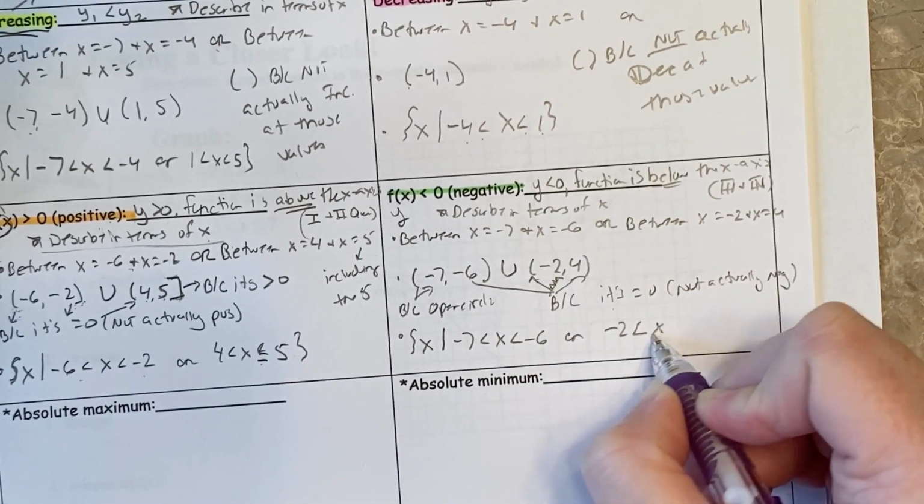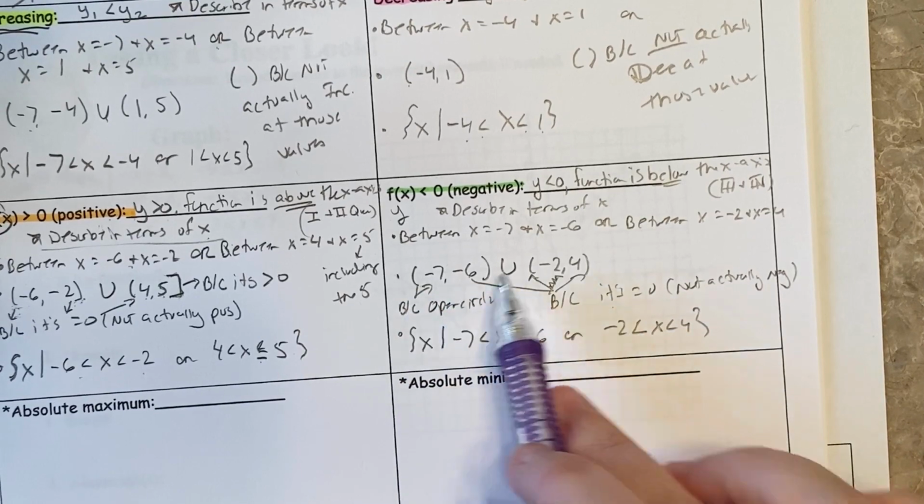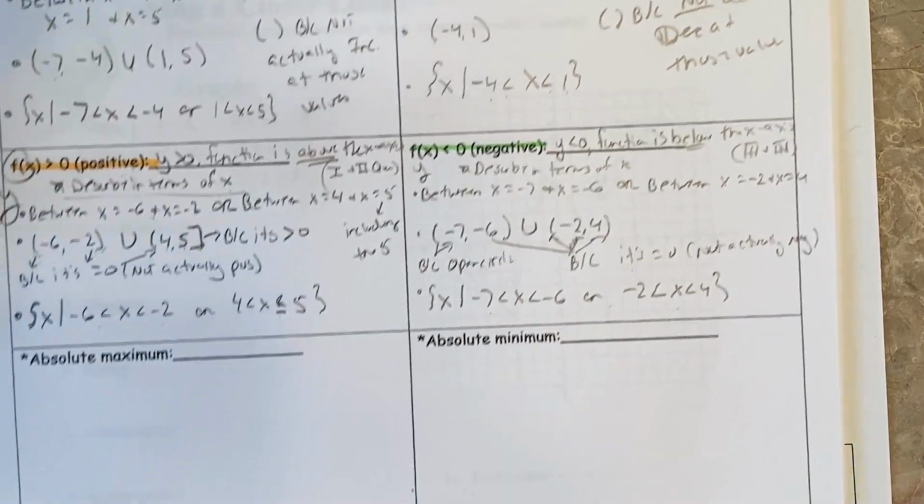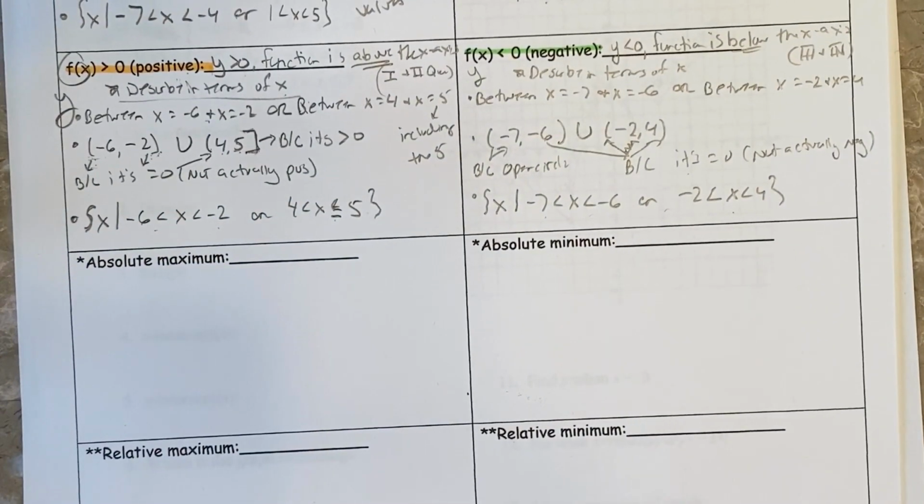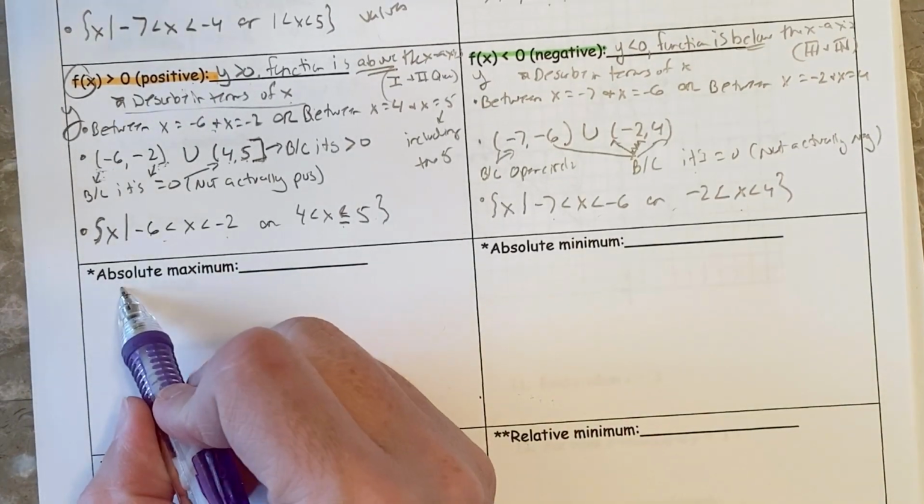Or -2 is less than x, which is less than 4. Okay, all parentheses, all less thans. All right, here we go. Doing a good job. Absolute maximum.